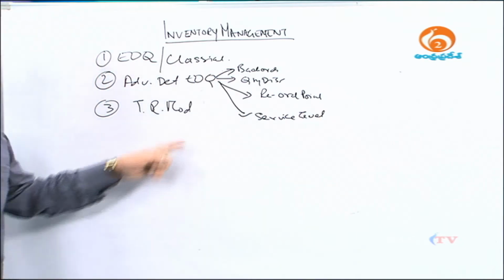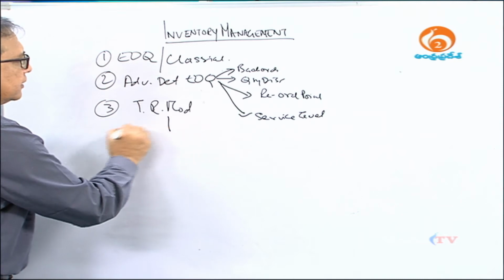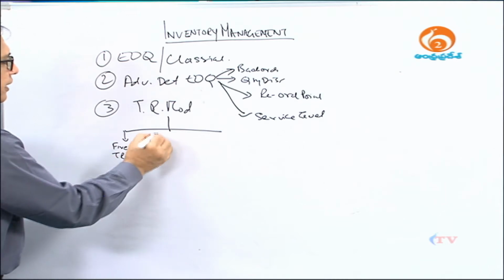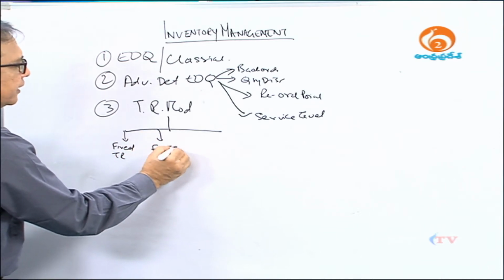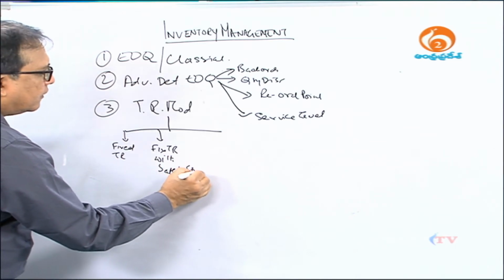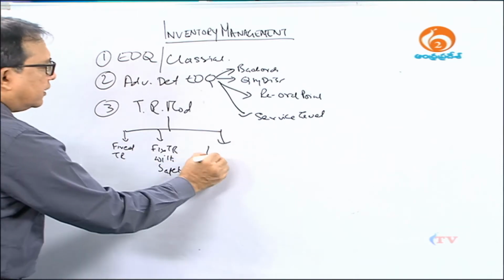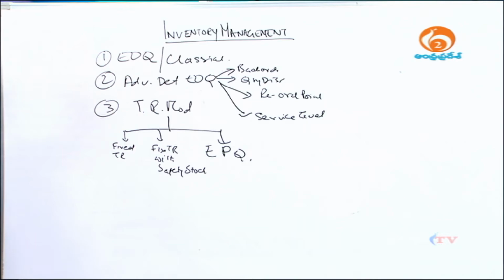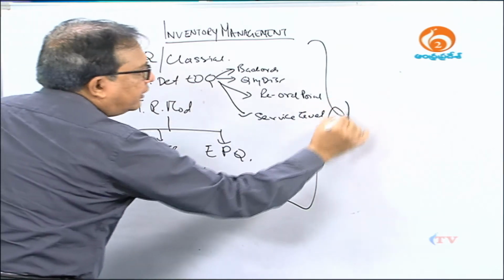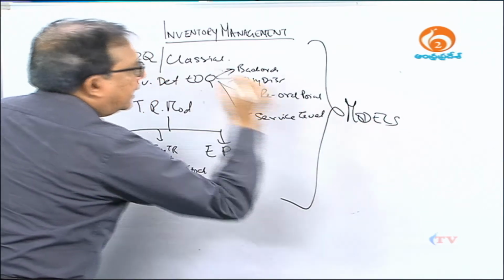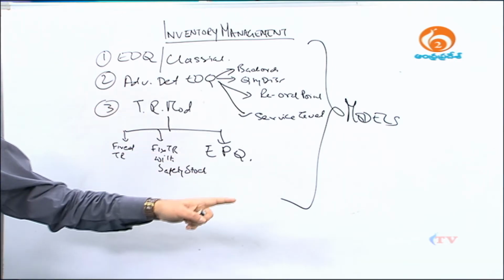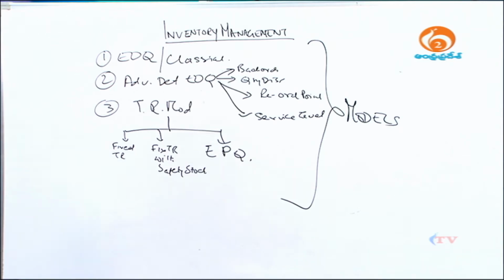We are not going to discuss all the models in detail. Here you have the fixed time period model, fixed time period with safety stock, and then economic production quantity. So, these are basically the different models, and as last time we said, we are going to discuss just a few of them and also touch the others, so that you have clarity on all the models.